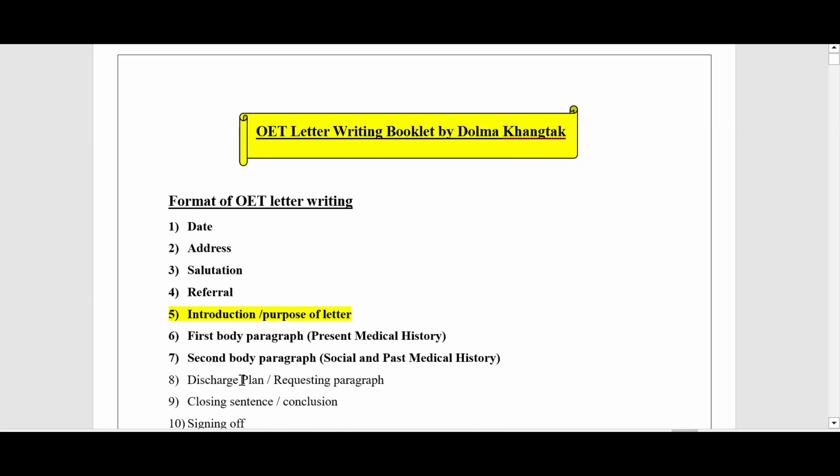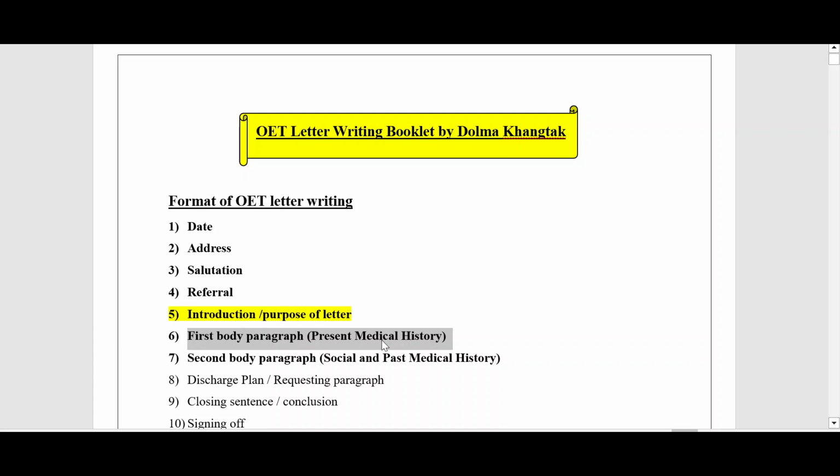Discharge plan means what the next step is for those who are going to give care. That plan we are going to write in this paragraph. There are certain words you should use. In the first body paragraph, or the present medical history, you should always use certain phrases at the front of the sentence, such as on admission. If you are writing the date, then mention the date: on this date he was admitted with this condition, or with the condition if you have already mentioned the diagnosis in the introduction. In case you didn't, you can mention it here.